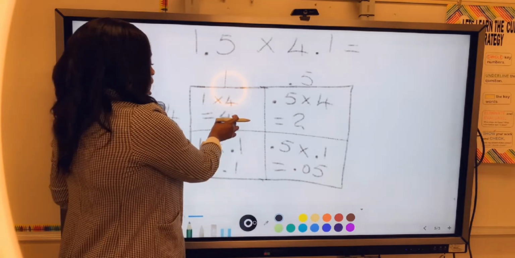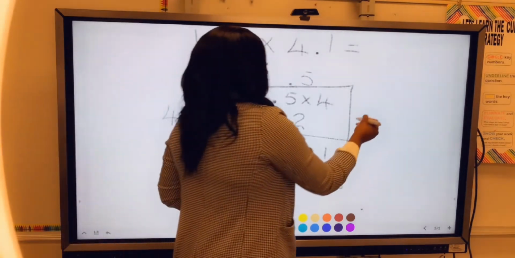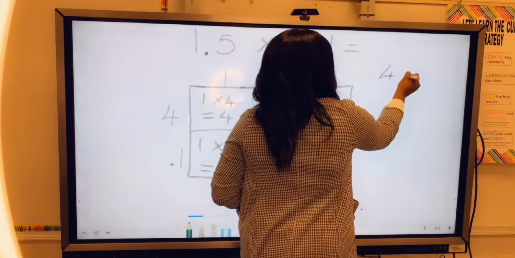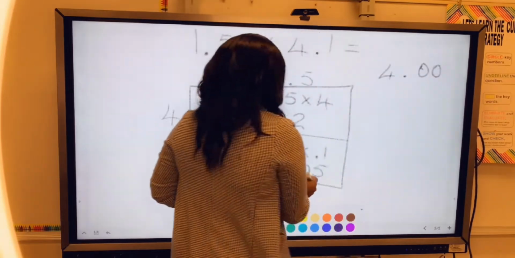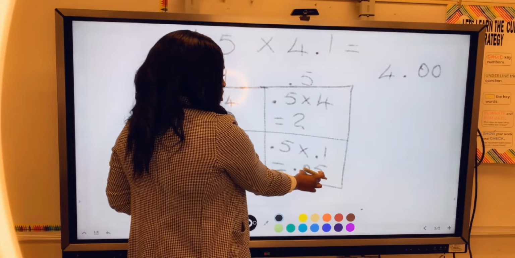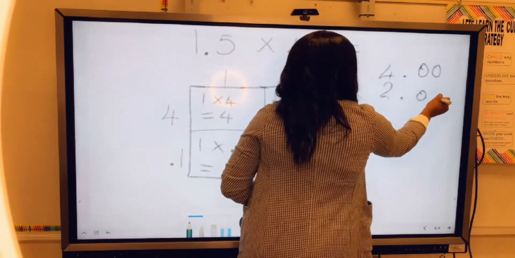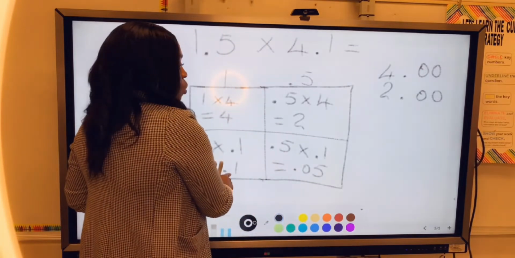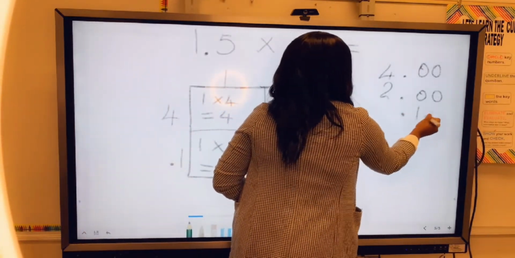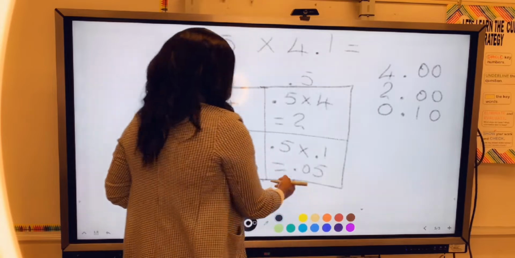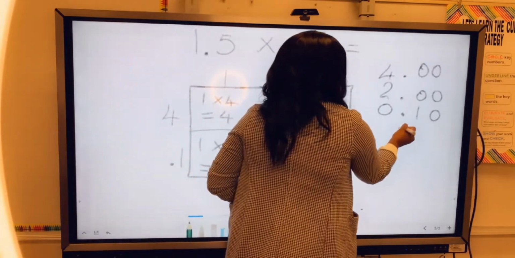Now that we have all our partial products in our cells, we're going to go ahead and add our partial products. I'm going to start with 4, but I'm not just going to write 4. I'm going to write 4.00 as I notice that I have 2 decimal numbers here. Then I go to 2 ones, and annex 2 zeros. Then I have 1/10, and I'm going to annex zeros where necessary, and 5/100.